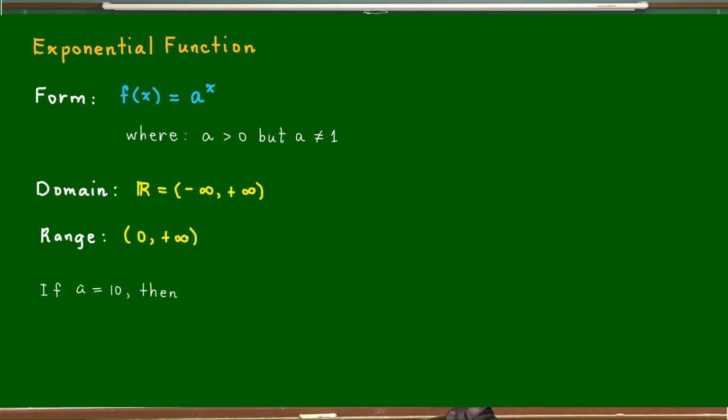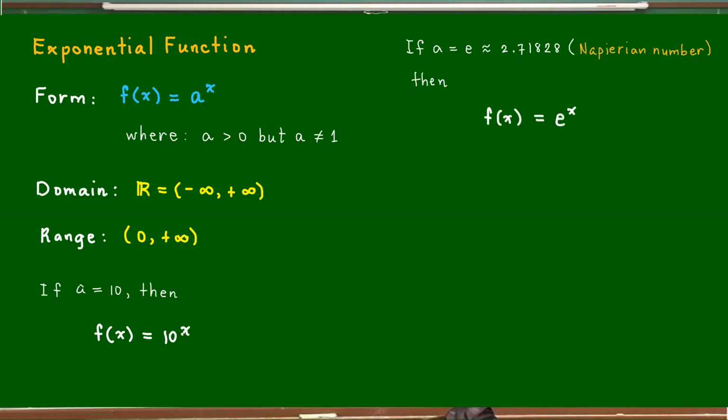If a happens to be 10, then we have the following function: f of x equals 10 to the x. If a is equal to e, approximately 2.71828, we call this number e, Napierian number or Napierian base. Then the function is f of x equals e to the x.